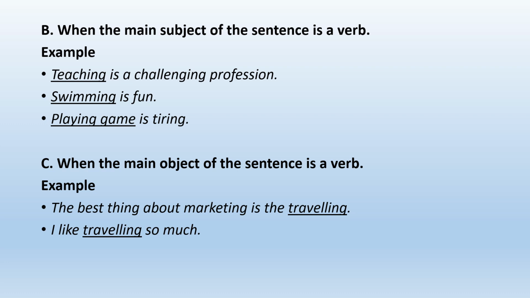Next example. I like traveling so much. I, subject, like, verb, traveling, object. The word traveling comes from travel. It means a verb, but the position is object. That's why we need to change the word travel into traveling. I like traveling so much. Okay, you got the point? Well, we will move to the next slide.